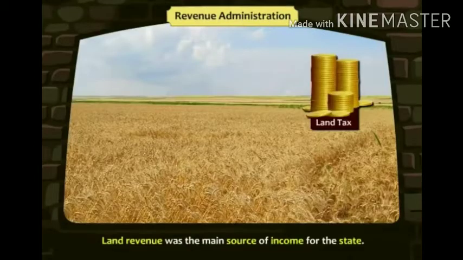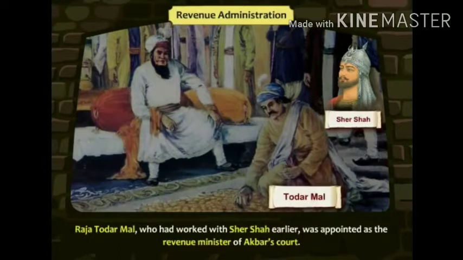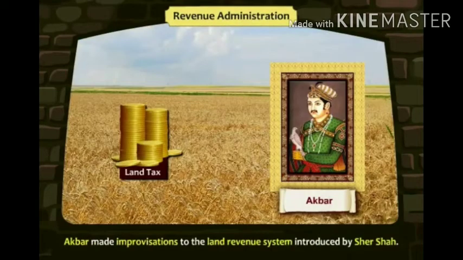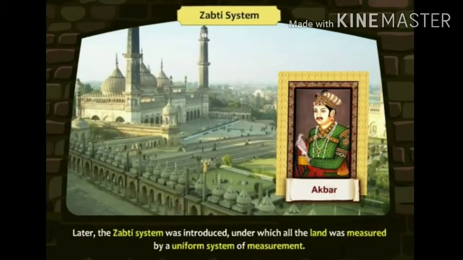Land revenue was the main source of income for the state. Raja Todarmal, who had worked with Sher Shah earlier, was appointed as the revenue minister of Akbar's court. Akbar made improvisation to the land revenue system introduced by Sher Shah. Hence, Sher Shah is often known as the forerunner of Akbar. Later, the Zapti system was introduced under which all the land was measured by a uniform system of measurement.